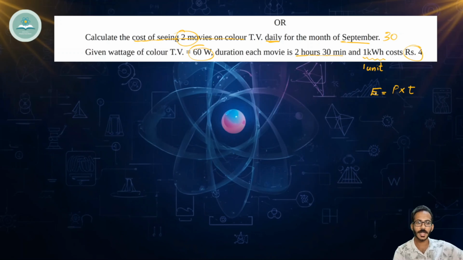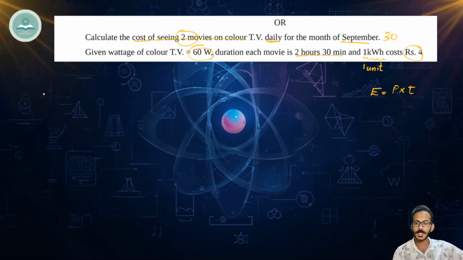We will be finding energy using the equation energy equals power into time. Let's find it out. First of all, calculate the cost of seeing 2 movies on a color TV daily. Let's find out the units used per day, and afterwards multiply it with 30 days and then multiply it with the cost, that is rupees 4. Then we'll be able to get the total amount. So first of all, let's start.